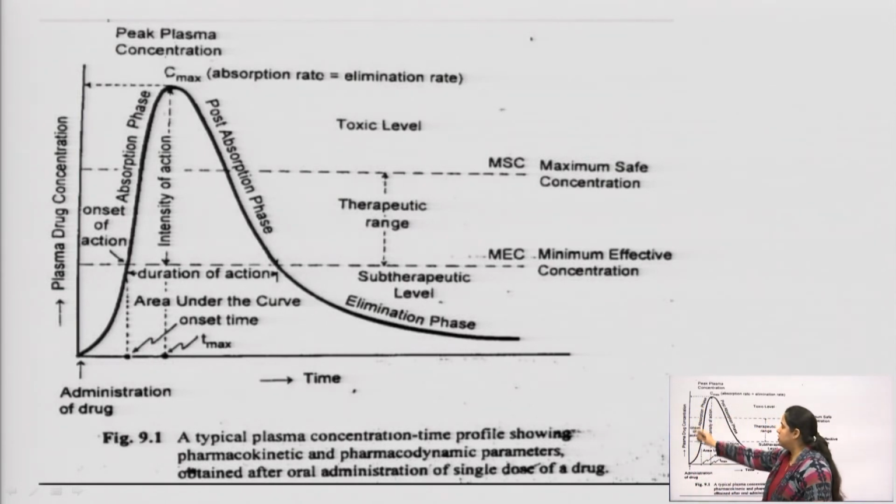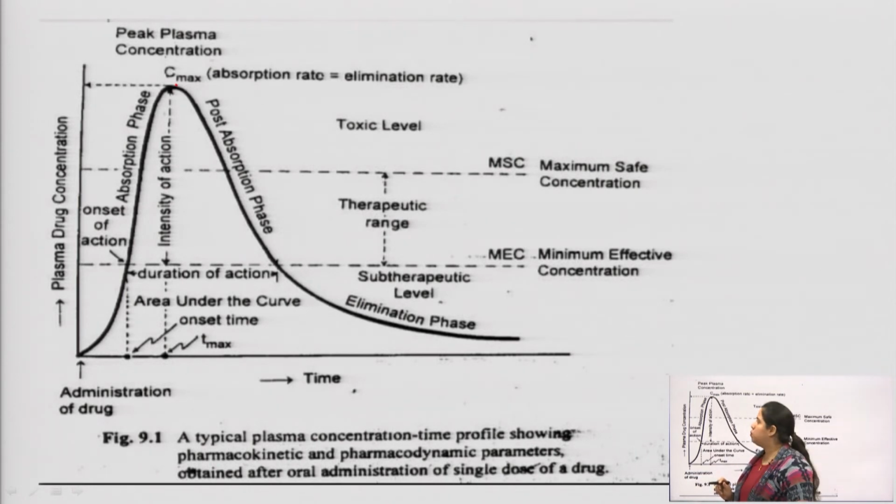Here we have plasma drug concentration and the time axis. This point represents administration of drug, and now this is the onset of action, because the drug is ready to be absorbed from the site of absorption, and now the absorption phase occurs. In this phase, elimination is lesser than the absorption rate, and then at this point of C max, this is the plateau phase we call it.